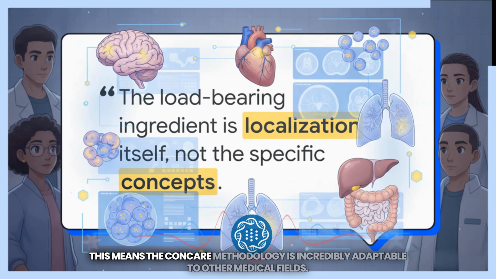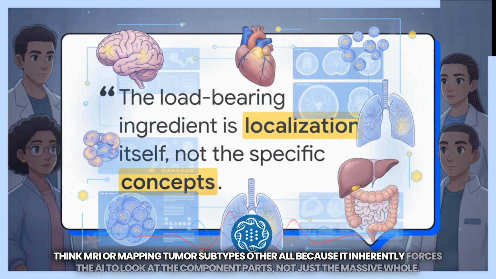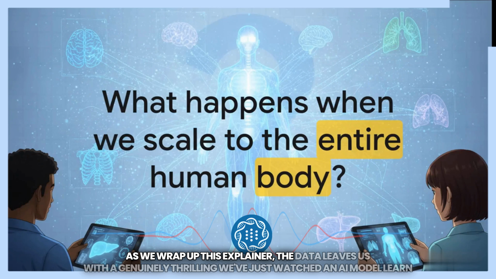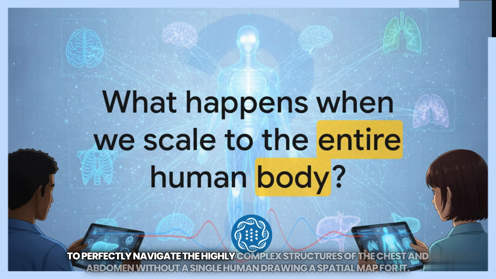This means the ConQuer methodology is incredibly adaptable to other medical fields. Think MRI or mapping tumor subtypes, all because it inherently forces the AI to look at the component parts, not just the massive whole. As we wrap up this explainer, the data leaves us with a genuinely thrilling thought. We've just watched an AI model learn to perfectly navigate the highly complex structures of the chest and abdomen without a single human drawing a spatial map for it.